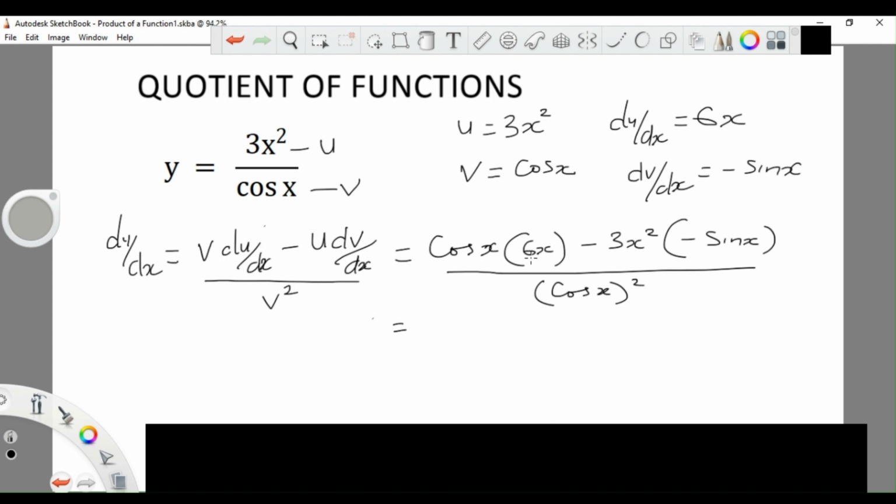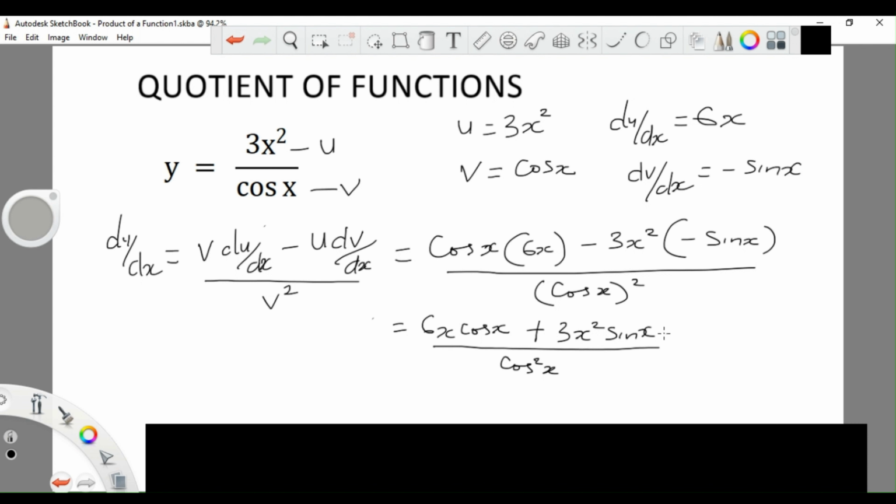So what we have next is cos x times 6x will give us 6x cos x. Now negative times negative will give us a plus. 3x squared times sine x will give us 3x squared sine x over cos x squared will give us cos squared x. So therefore, this can go for our final answer. But if you want to factorize the numerator, you can do that.